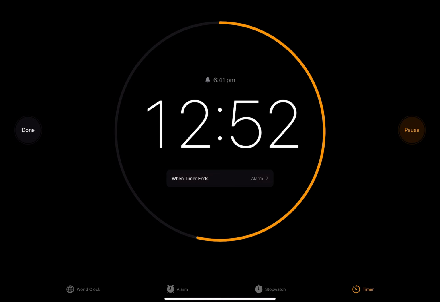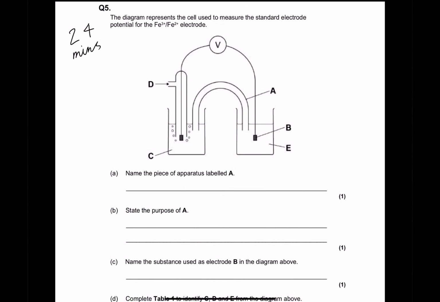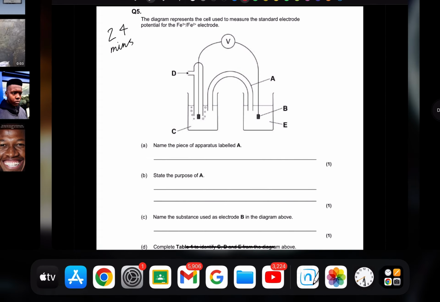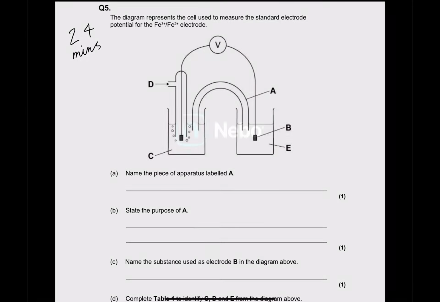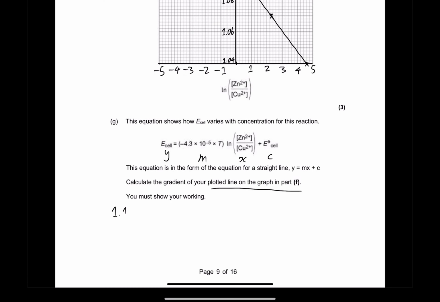12 minutes. My thing's just kind of frozen here. Sorry, let me just pause this for a second. And my screen's just kind of frozen here. Yeah, sorry. I'll continue the timer here. Resume.